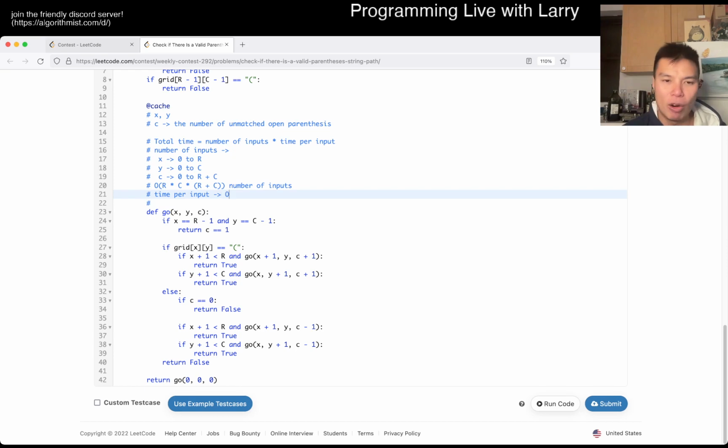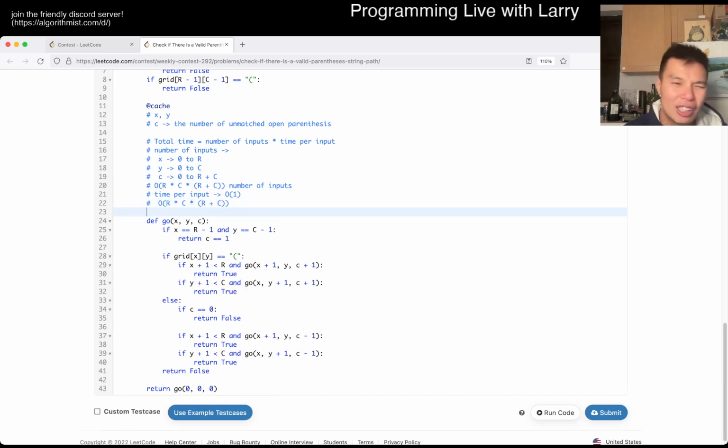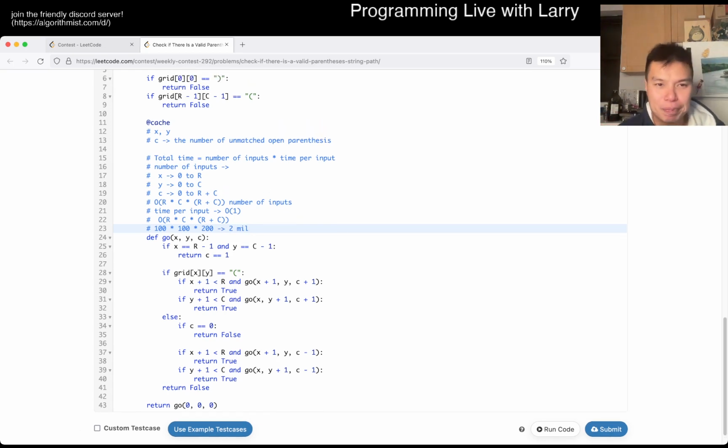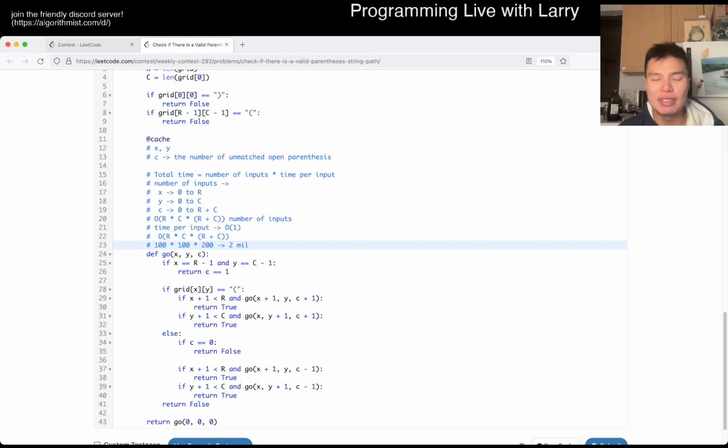So this is going to be O of 1. And therefore, if you multiply these things together, you get O of R times C times (R plus C). And of course, if you want to be precise on the math, at least on my back of the envelope math, it's going to be 100 times 100 times 200-ish. That's going to be 2 mil, and that's going to be fast enough. At least you hope so, because Leetcode and Python sometimes, who knows. But yeah, that's pretty much all I have for this one.